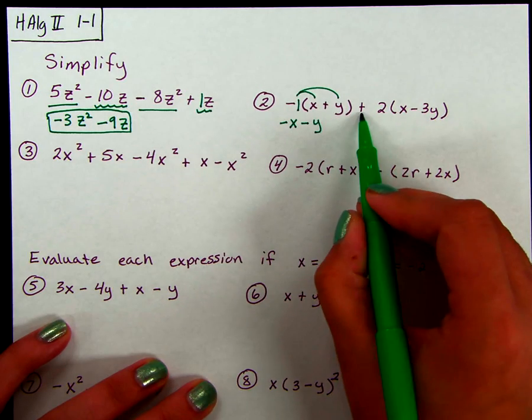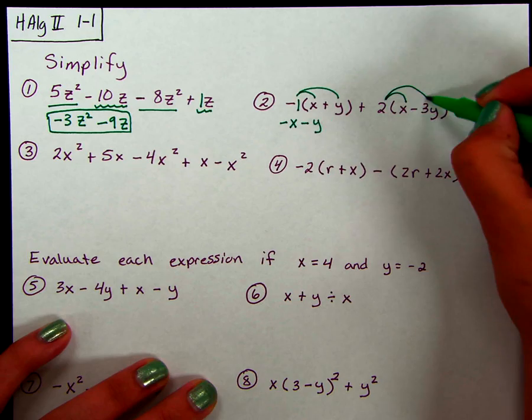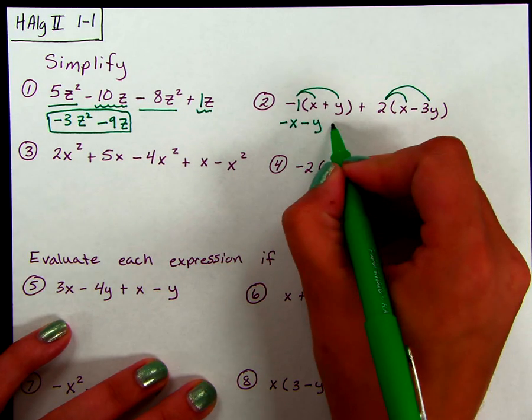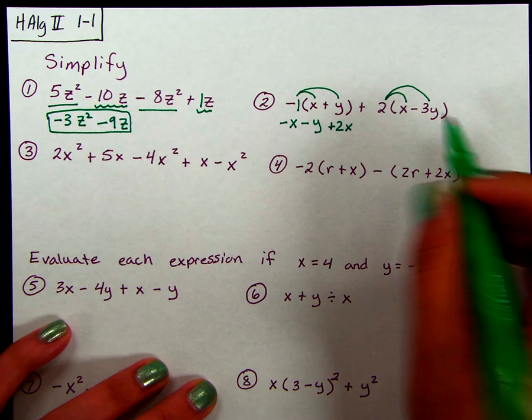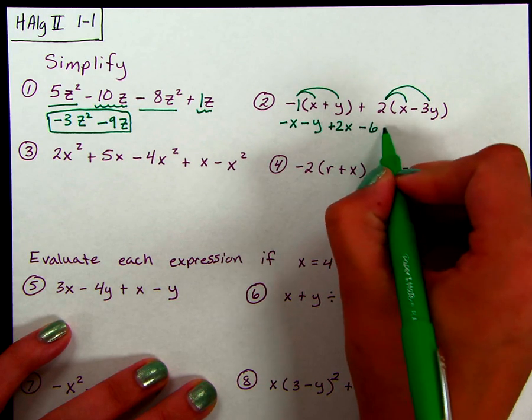And then here we have a plus, so this is a positive 2, and we're going to do the same thing. So we're distributing the positive 2 to both terms in our parentheses. So 2 times x is a positive 2x, and then 2 times a negative 3y will be negative 6y.